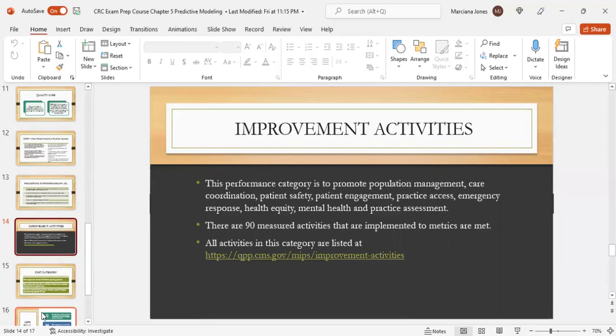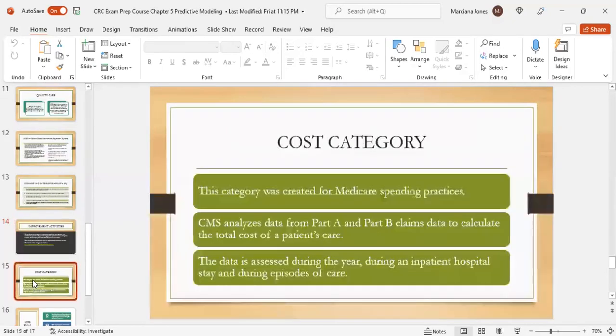So improvement activities category. This category is to promote population management, care coordination, patient safety, patient engagement, practice access, emergency response, health equity, make sure everything is equal, mental health, and practice assessment. Now, there are 90 measured activities that are implemented to metrics that are met in this category. And all activities in this category are listed at this website listed below.